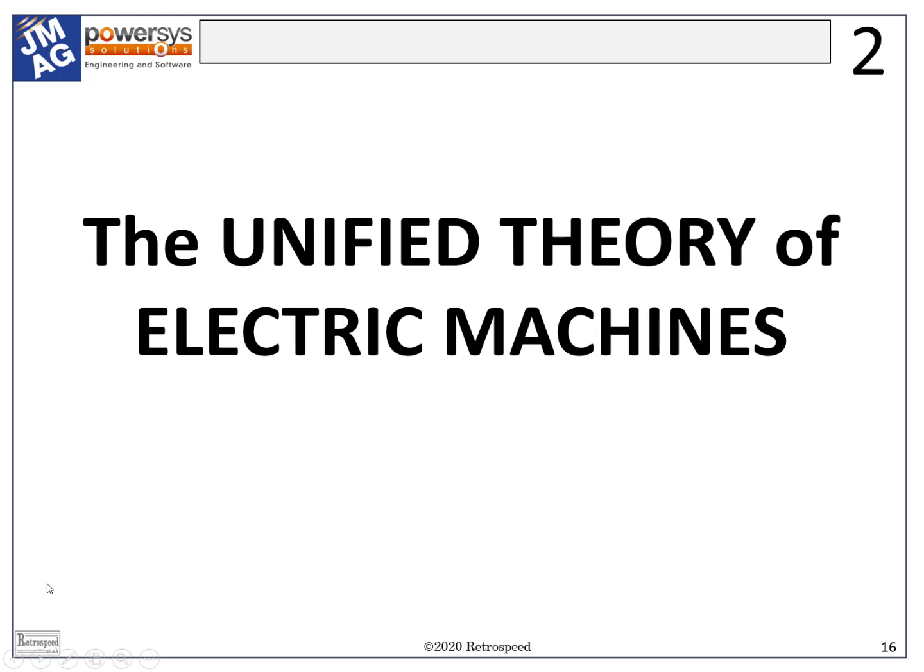The unified theory of electric machines, sometimes called the generalized or general theory. Although this is a relatively mathematical subject, I will try to explain the essentials without using excessively detailed mathematical equations, relying instead on some key diagrams and appealing to our physical imagination as engineers.